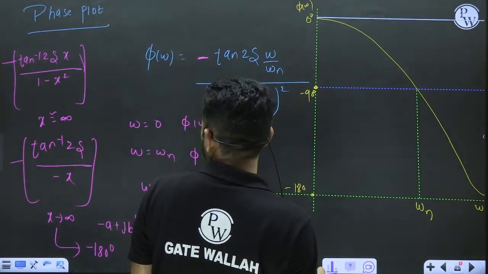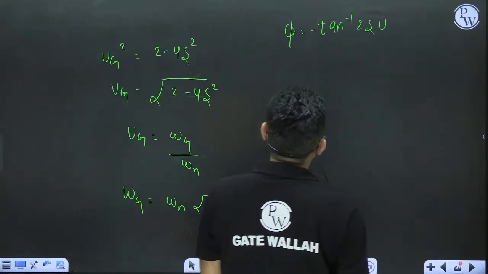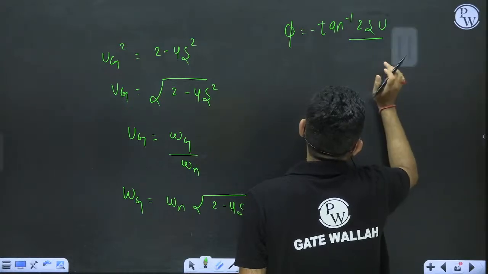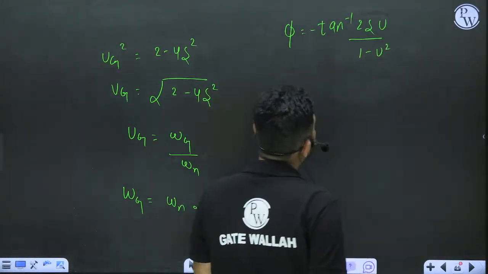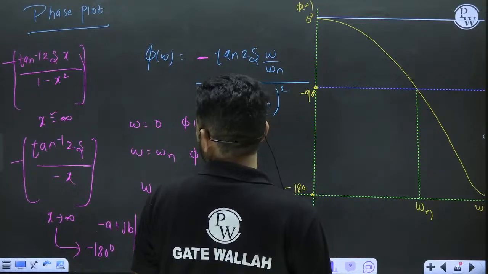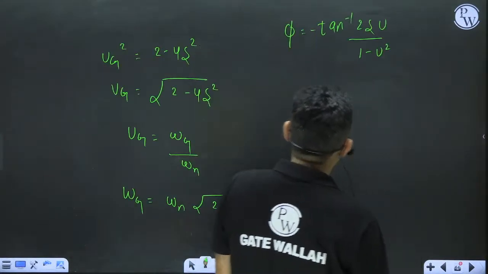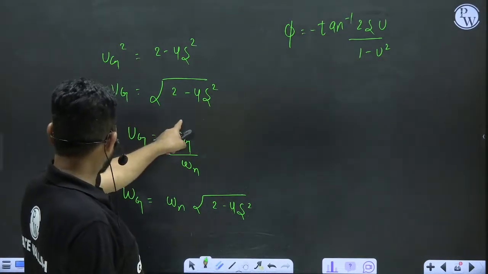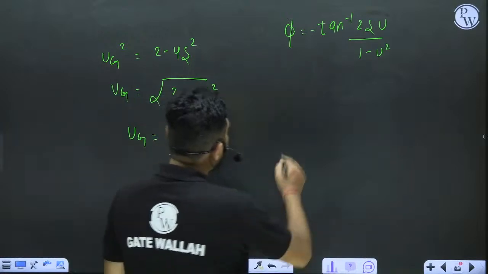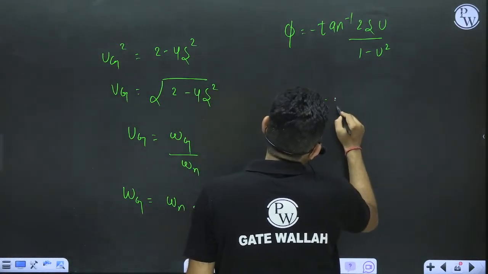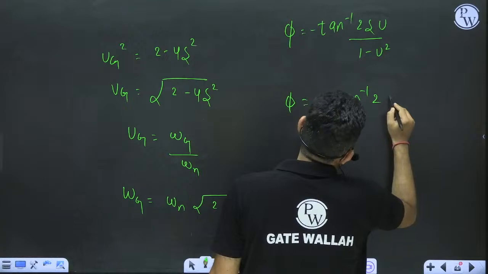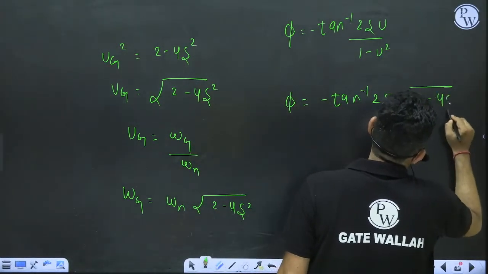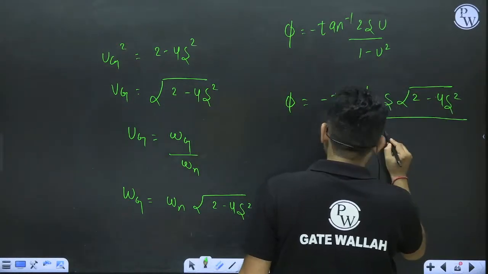This 2 zeta u divided by 1 minus u square. Check it. Is it? Yes. So let's do it. U is this one. So phi is minus tan inverse of 2 zeta root of 2 minus 4 zeta square divided by 1 minus u square, directly put.